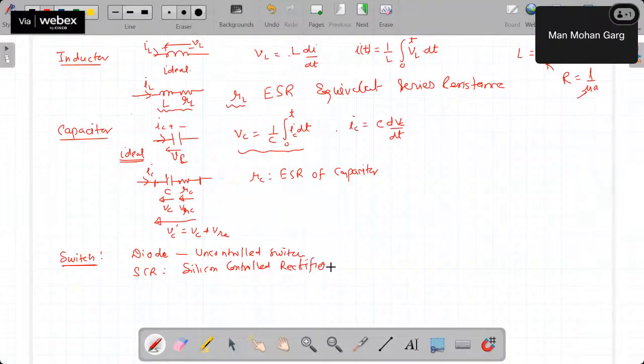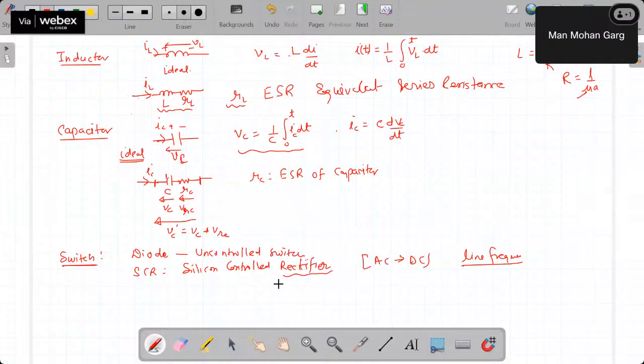rectifier. And these SCRs are used in rectifier circuits only, where we convert AC to DC. They are very slow operating devices which work on line frequency. They work on line frequency, right?